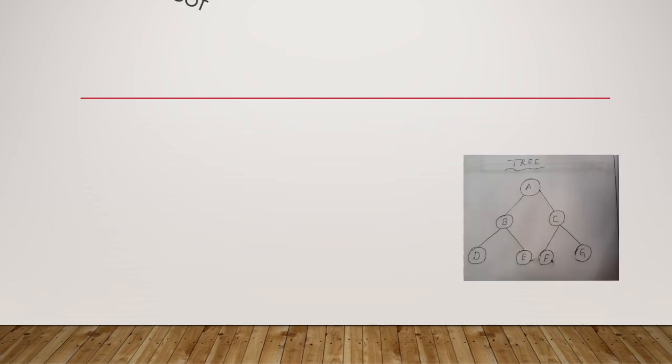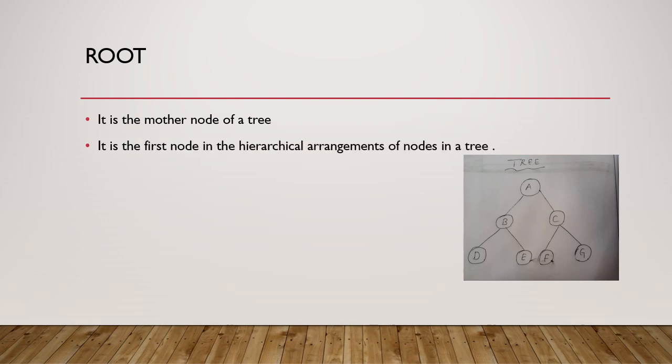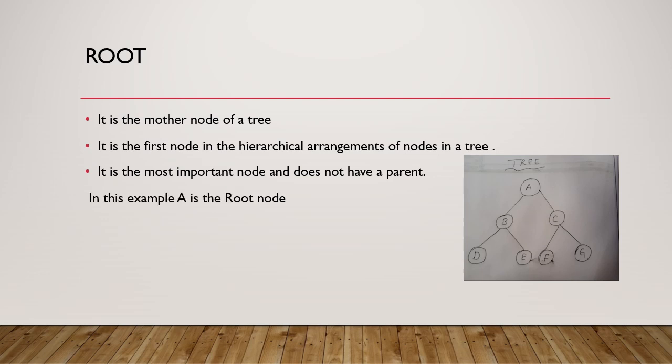See, what is a root? Root is nothing but the mother node of a tree. It is the first node in the hierarchical arrangement of the nodes in a tree. In this particular example, A is the root node. It is the starting node of the tree. It is the most important node and does not have any parent. That means A is not having any parent. A is not originated from anywhere. From the A, we are going to start the tree structure.